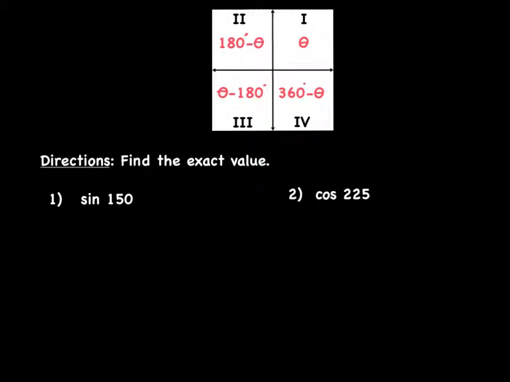Okay, so here we're given the same exact examples, just different directions. This time, instead of writing it as a function of a positive acute angle, they want us to find the exact value. So it's just one extra step. All right, we're going to start these the same exact way.